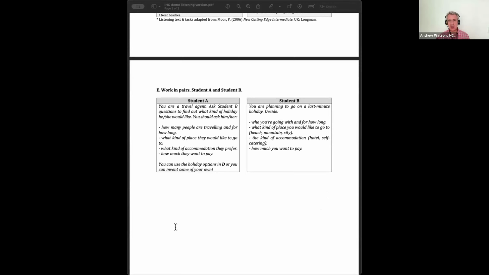All right, so student A is going to be the travel agents. Student B is the tourists. Okay, so I want you to read those for a couple of minutes. Now, if you're the travel agent, you should read and try to make questions from the prompts, right? B, you're the holiday makers or tourists, and you should try and think up some details like the length of holiday.